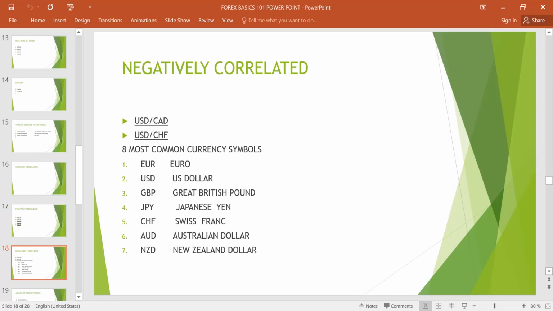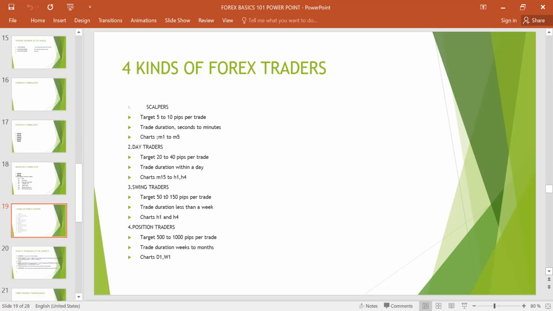Let's look at the 8 most common currency symbols, which here we have 7. When you go to the market and you see EUR, that means the euro; USD, the US dollar; GBP, Great British Pound; JPY, the Japanese yen; CHF, the Swiss franc; AUD, the Australian dollar; and NZD, the New Zealand dollar. These currencies also have nicknames, such as the AUD, which is the Aussie, and the Kiwi. I am not good with the nicknames, but sometimes you'll find a trader who uses them. So don't be confused. Get your facts right.